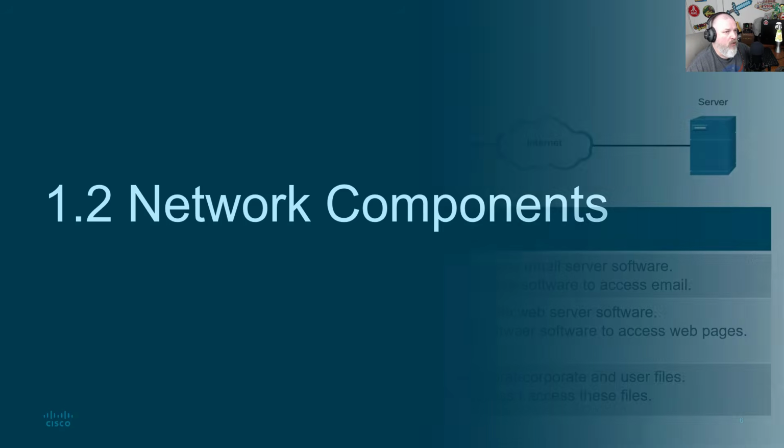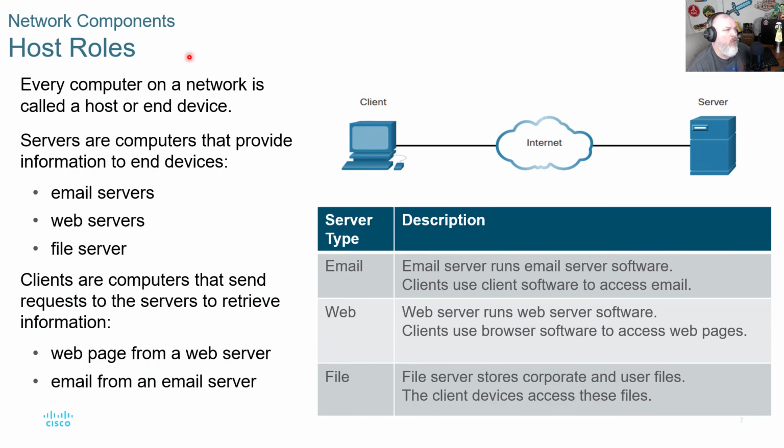Now let's take a look at network components. When we look at network components here, we have host roles. Every computer on a network is called a host or an end device. That's every computer, whether it's a mobile device or a laptop or a desktop or an iPad. Those are all called a host or end device. Servers are computers that provide information to end devices. Those can be things like email servers, a web server serving up a web page, a file server, and then clients. We have servers, and then we have clients.